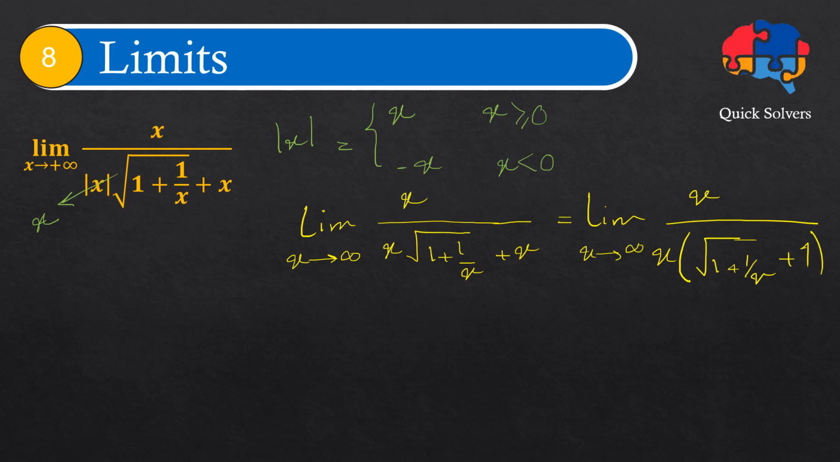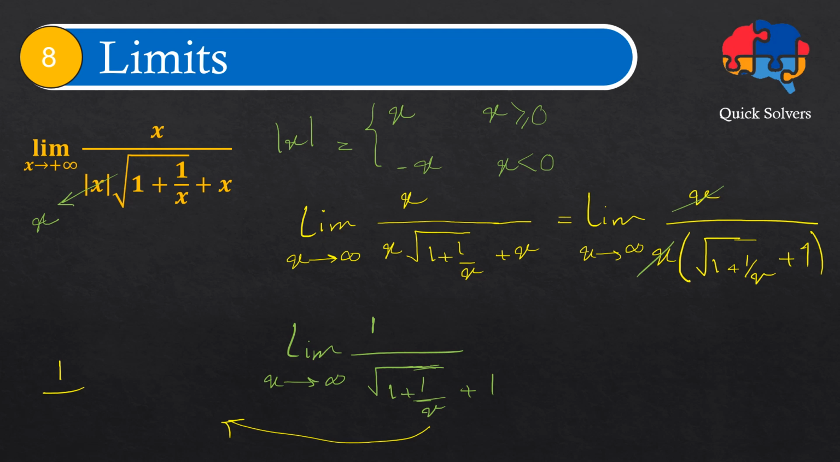And here you see we have x in denominator and x in numerator, so these two cancel out each other, and what is left is the limit of 1 over square root of 1 plus 1 over x plus 1, where x approaches infinity. Okay, now if I replace this x here by infinity, then we get 1 over infinity, which is 0.